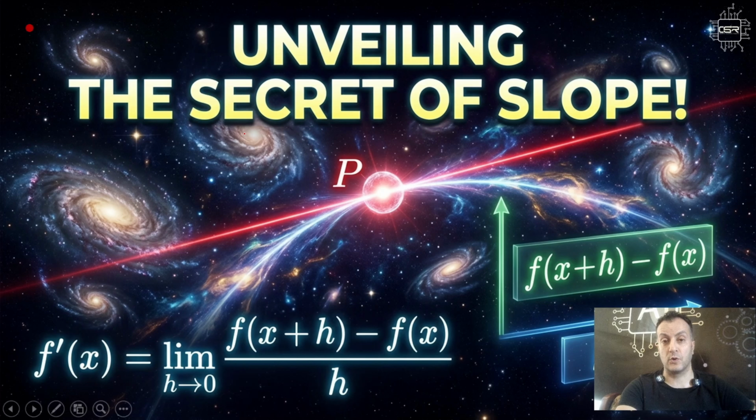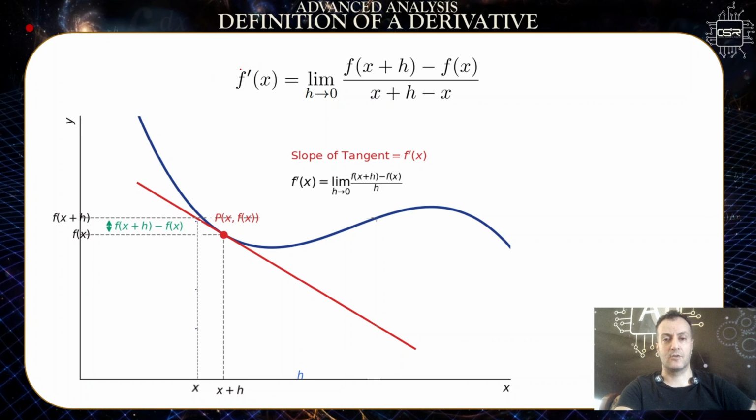In this session we're going to learn how to evaluate the derivative of a function based on the theorem of derivation, which is the limit of f of x plus h minus f of x divided by h, as h approaches 0. We're going to understand how it works. So what is the derivative, or differential, of a function?